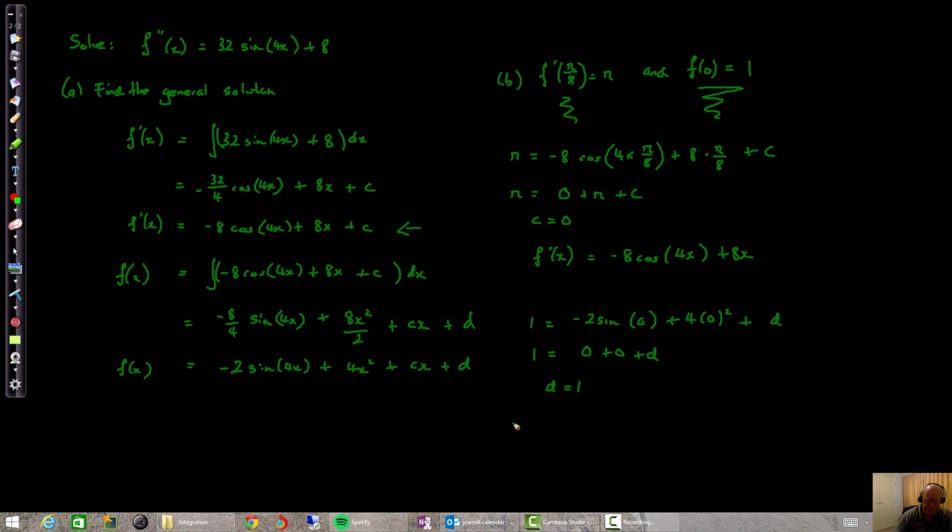So our final particular solution, our original function, negative 2 sine 4x plus 4x squared, the cx is 0, and d we just found is 1. So here is our particular solution.